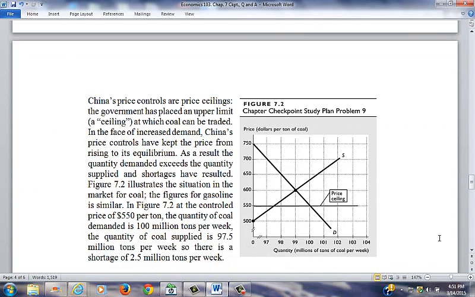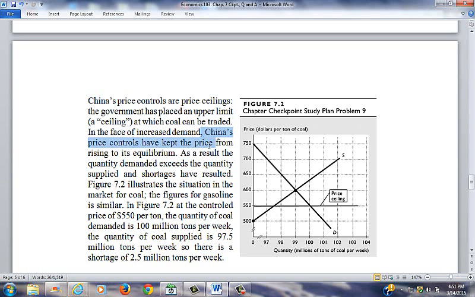All right, so here's one graph that's showing the effect of that. The equilibrium price is $600 per ton of coal, and the equilibrium quantity is 99 tons of coal. And then the government imposes a price ceiling of $550, saying the price cannot go above this price. So China's price controls are price ceilings. The government has placed an upper limit, that is a ceiling, at which coal can be traded.